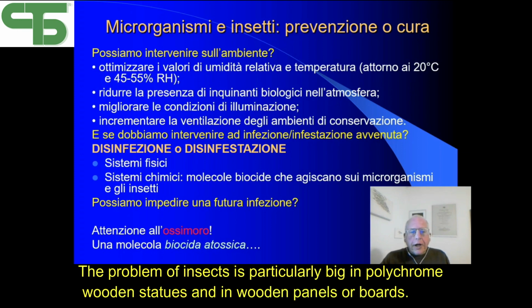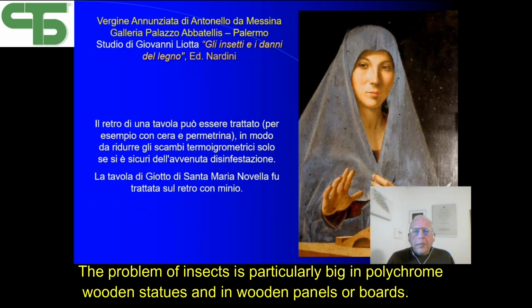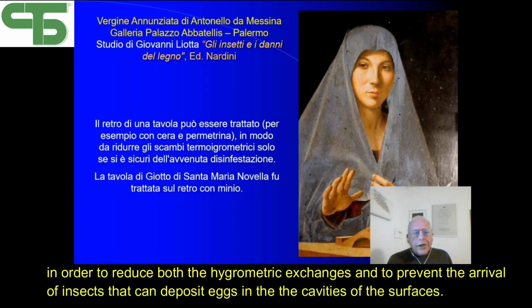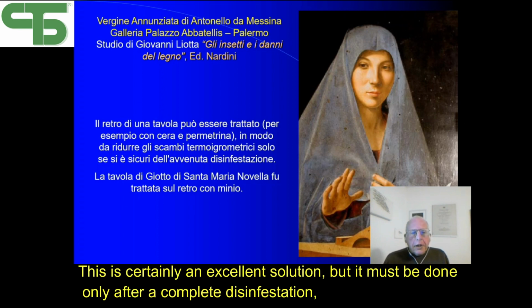The problem of insects is particularly big in polychrome wooden statues and in wooden panels or boards. We can treat certain portions of the wooden board, for example, with substances such as a mixture of wax and permethrin, which is an insecticide, in order to reduce both the hygrometric exchange and to prevent the arrival of insects that can deposit eggs in the cavities of the surfaces. And this is certainly an excellent solution, but it must be done only after a complete disinfestation.